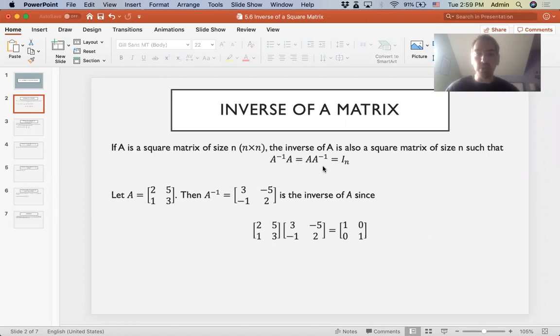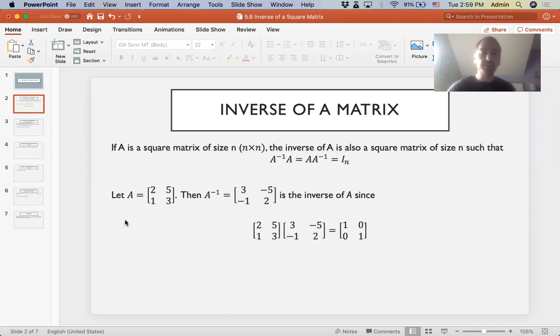In this case, when you multiply a matrix times its inverse, it does have that commutative property that we said is not true in general for matrix multiplication. But when you're multiplying by the inverse, you do have that commutative property.